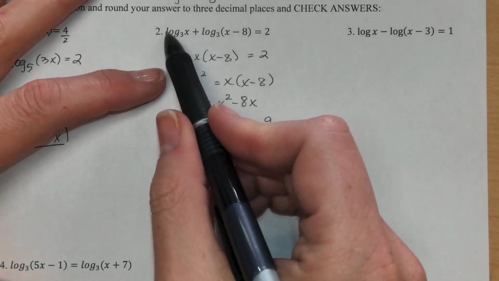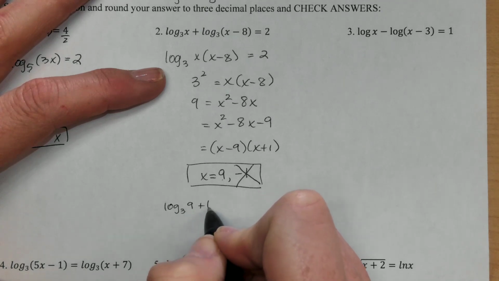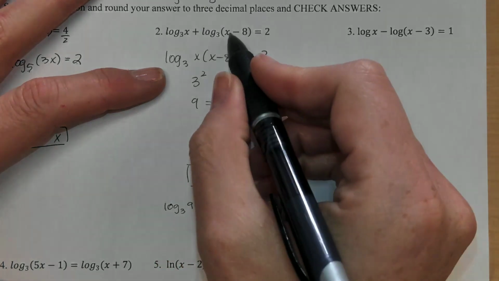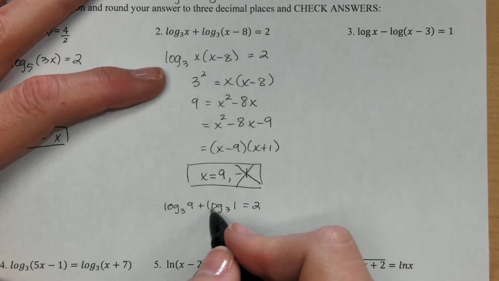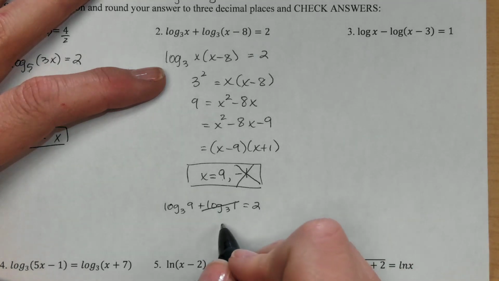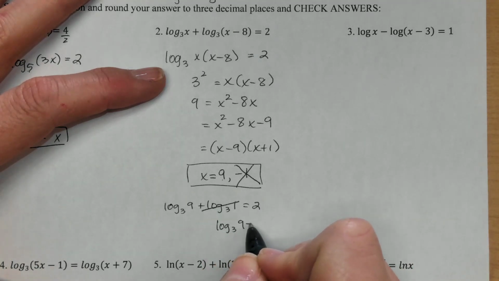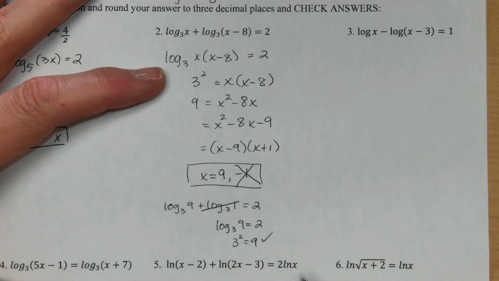So just to show you completely, I've got log 3 of 9, plus log 3 of 9 minus 8, which is just a 1, equals 2. The log of any base of a 1 is just 0, so that's not there. Log 3 of 9 equals 2, and then I could switch to exponentials, and 3 squared equals 9. Yep, it does. So just checking that the 9 works.